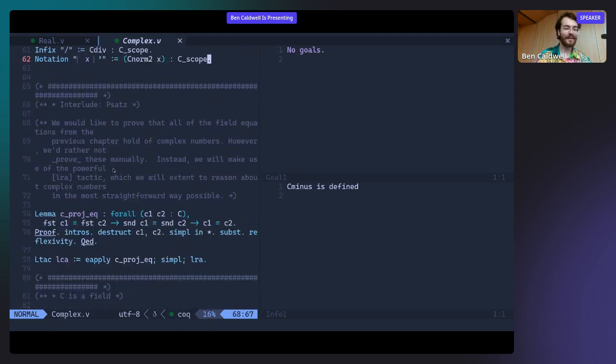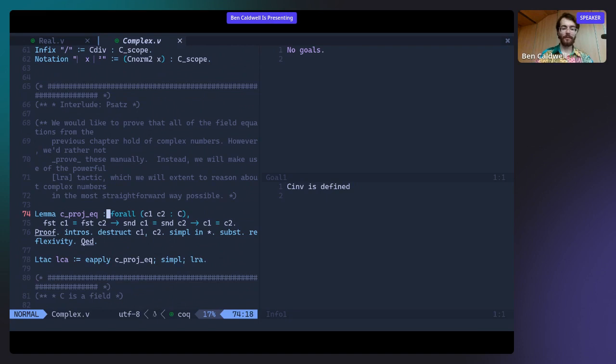Where are we? Interlude: PSATs. So yes, this is the main form of automation that we're going to be using. We want to prove everything that we had to prove previously based off of those axioms. We don't want to throw in our own axioms. The more axioms you have, the worse a job you're doing, really.